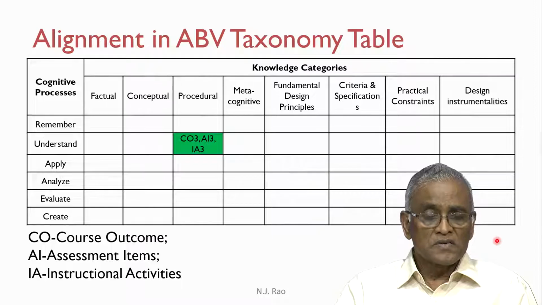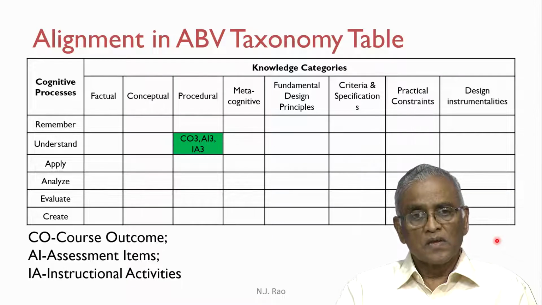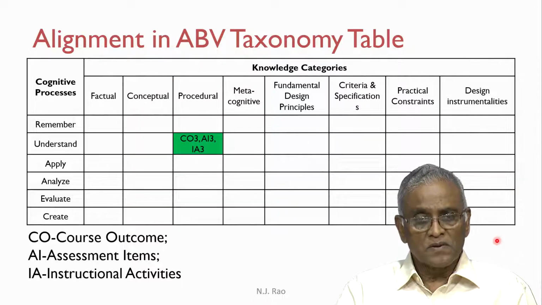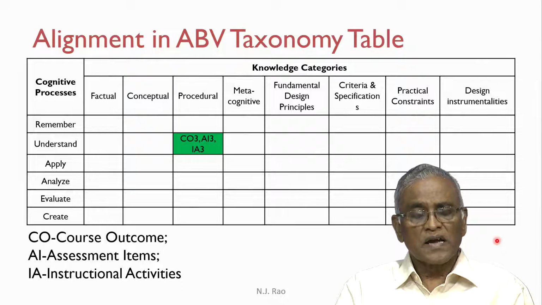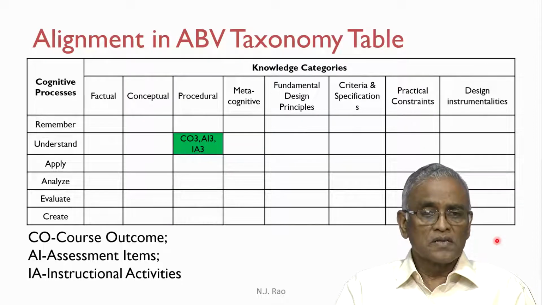Now, if CO3 is located in understand and procedural, your assessment items, that is assignments, tests and examinations, are all located in the same cell, and then my instructional activities also are in the same cell. When all the three are together in the same cell, we consider we have a perfect alignment. That is what we mean by alignment.